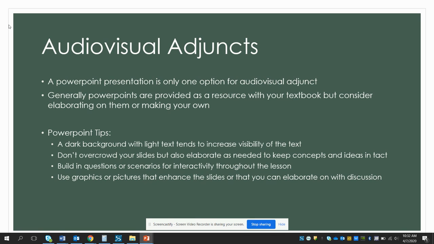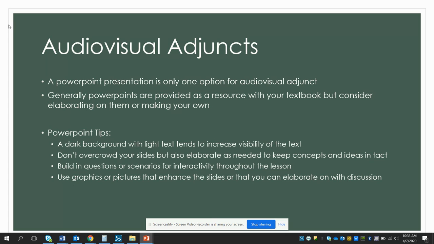And so I have been working on doing that for the last several years, but it's a lot to undertake to do that for every chapter. So I still do utilize some textbook PowerPoints, but I'm working on making all my own as well. So some tips for making PowerPoints: a dark background with light text tends to increase visibility of that text. You don't want to overcrowd your slides, but also elaborate as needed to keep the concepts and ideas intact.